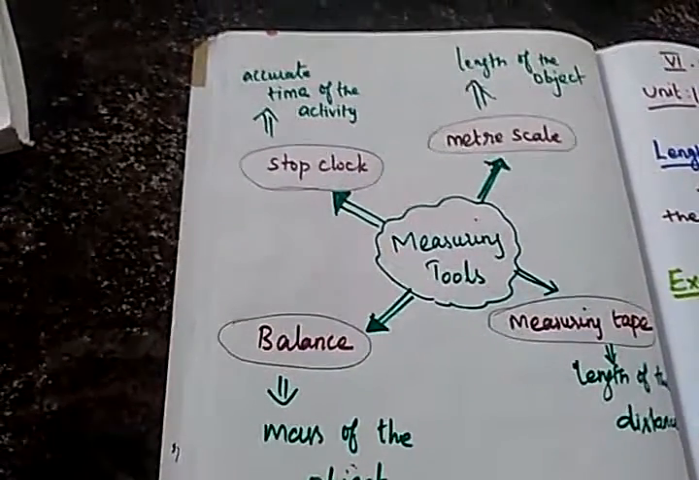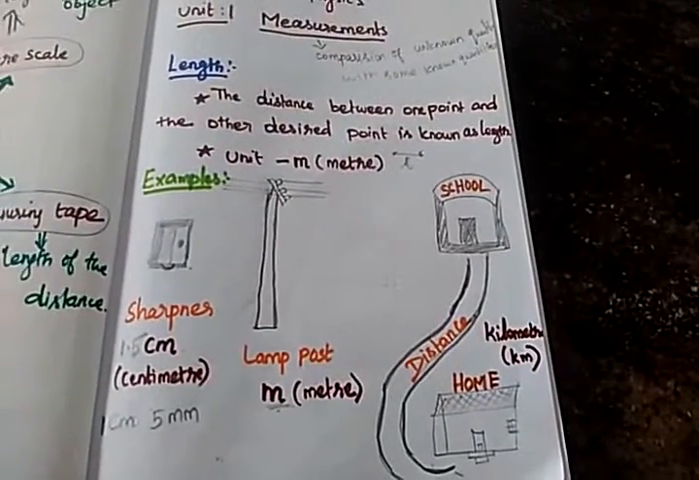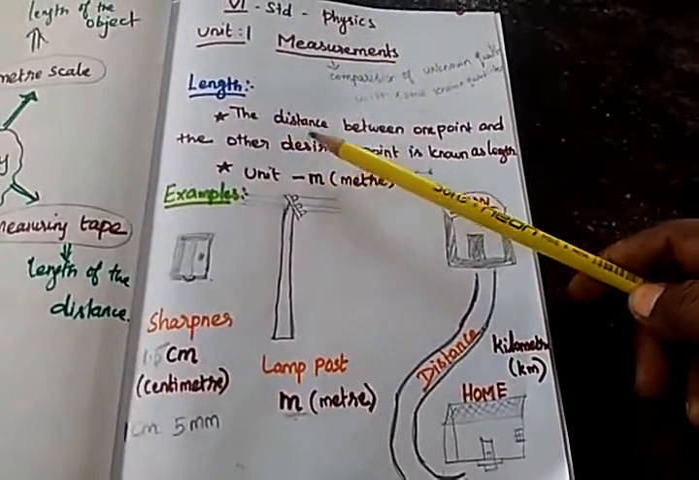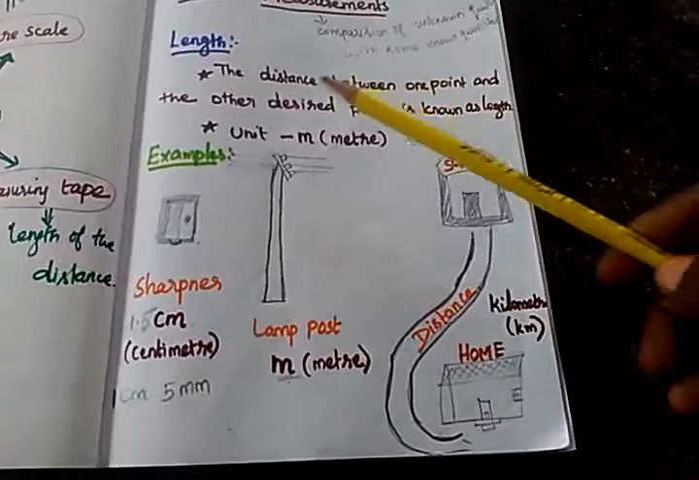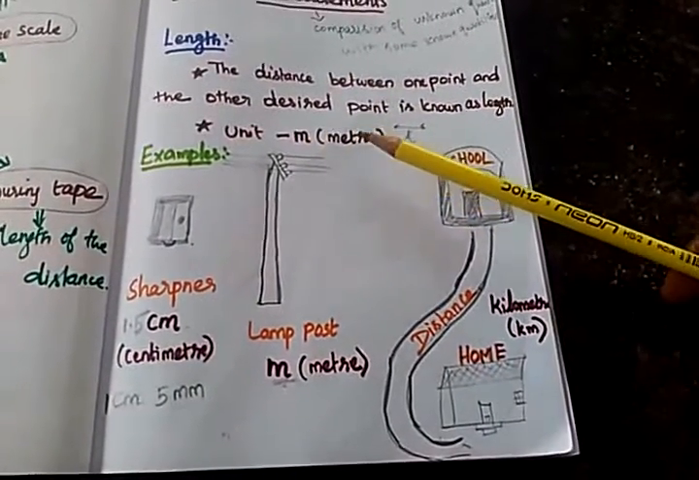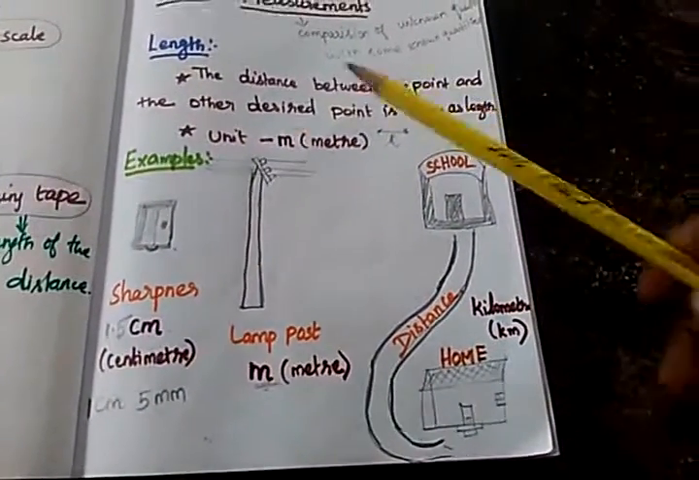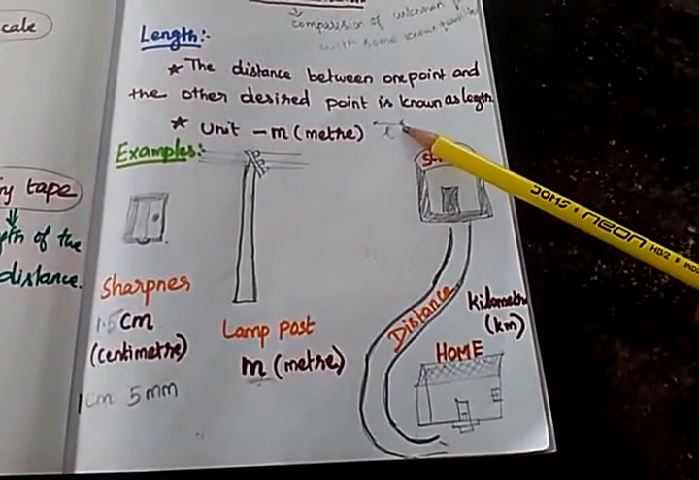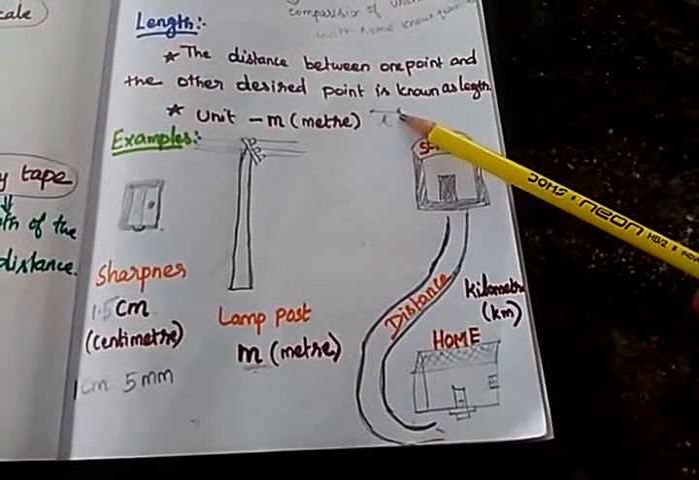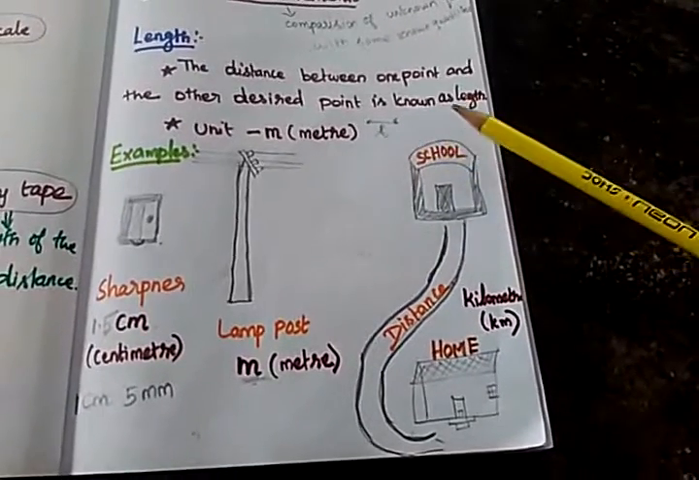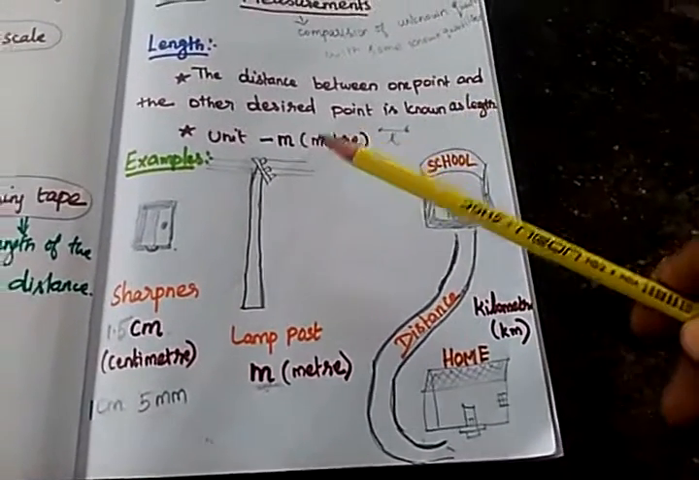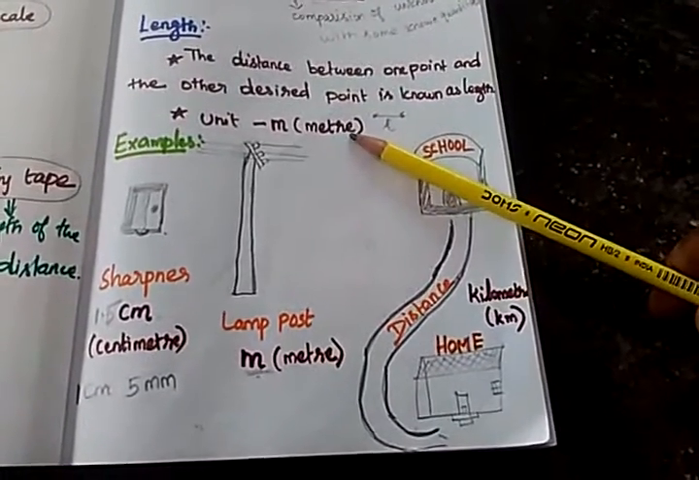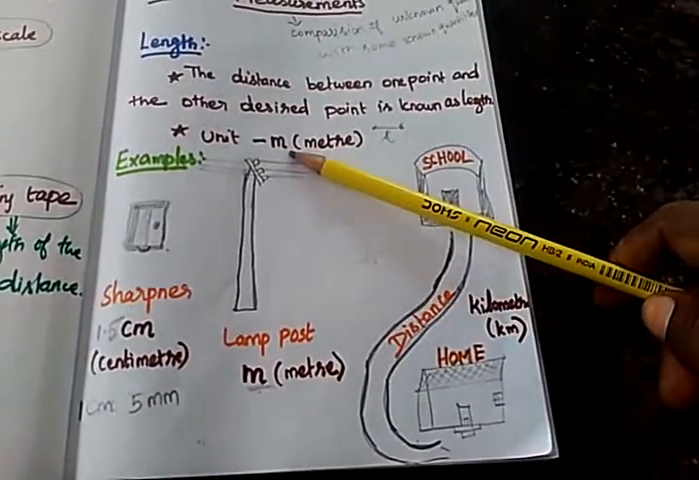Students, today we discuss the topic length. What is length? The distance between one point and the other desired point is known as the length. Desired point means selected point. The unit of length is meter. It is denoted by a small m.